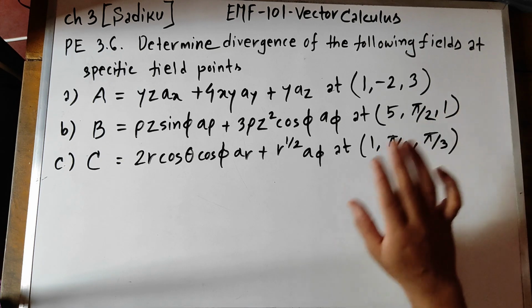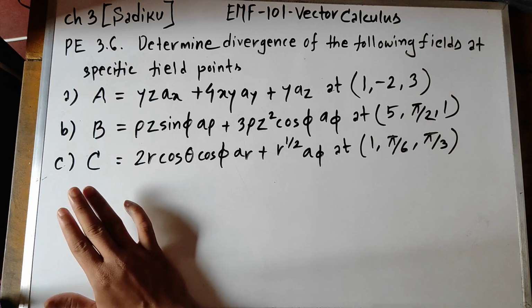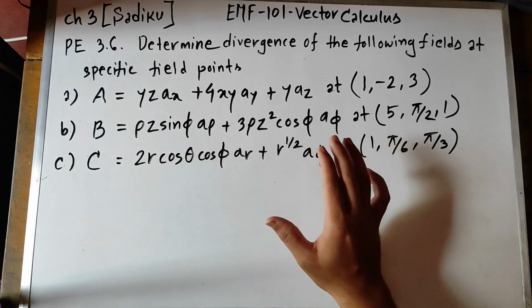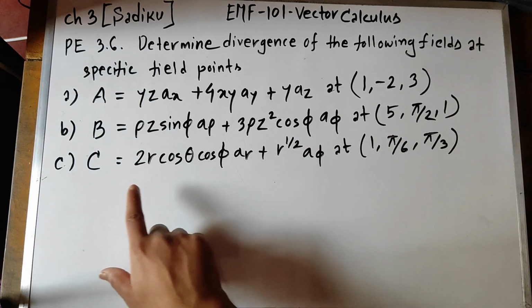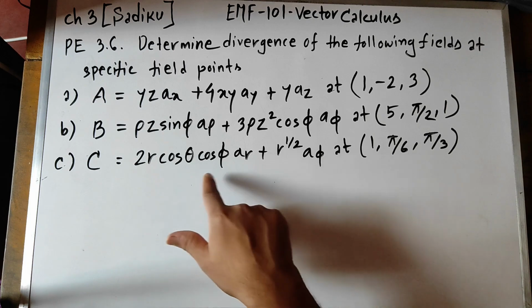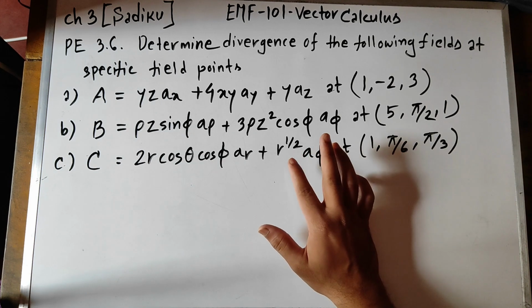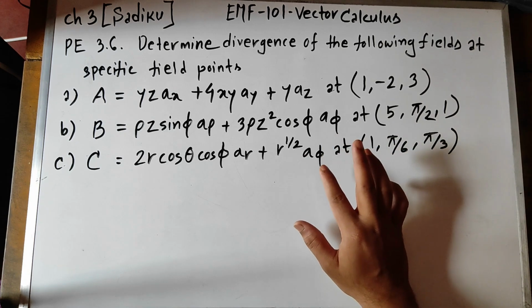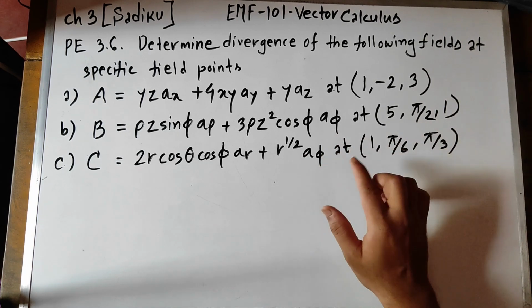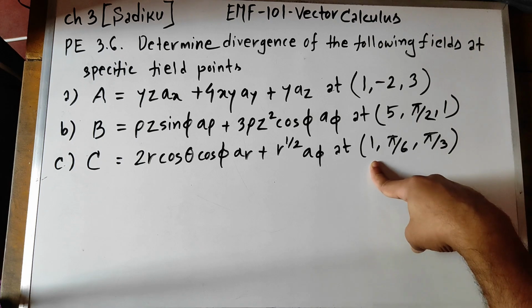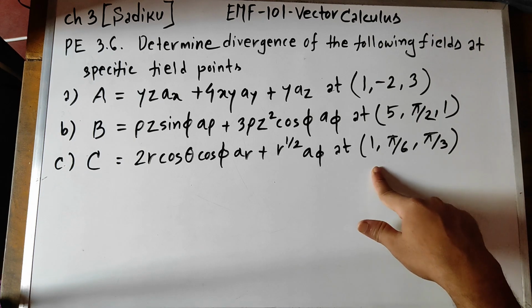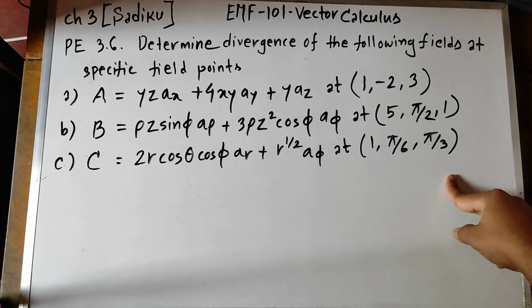The last vector field is in the spherical coordinate system, which is 2r cos theta cos phi in the direction ar, plus root over r in the direction a phi, at spherical coordinates (1, pi/6, pi/3).